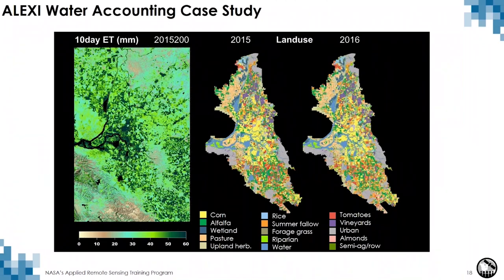And you see it in the legend that we have everything from corn to alfalfa to tomatoes to vineyards to almonds to fields that have been fallowed or not being used that season. And then an estimate of our evapotranspiration for a 10-day period during the peak of the growing season. This shows you that certain crops use a lot more water than other crops, and that's really where water accounting comes into play, of trying to understand the dynamics of how much water is being used and for what.